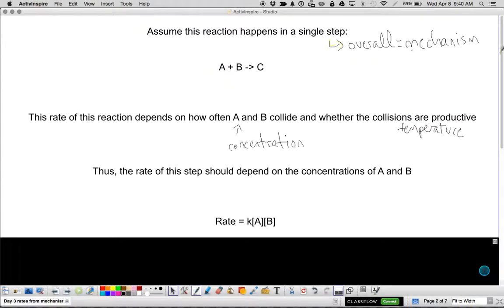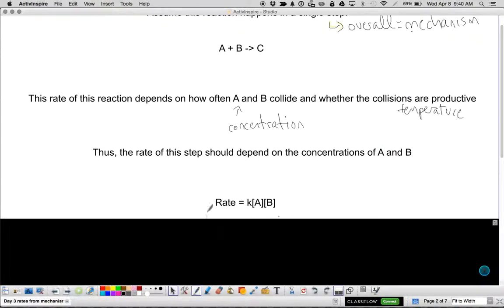So I can come up with a rate law, it turns out, that rate is equal to k times the concentration of A times the concentration of B, because the rate should be directly proportional to the concentration of each of these. If I raise the concentration of A, the rate should increase. Okay?